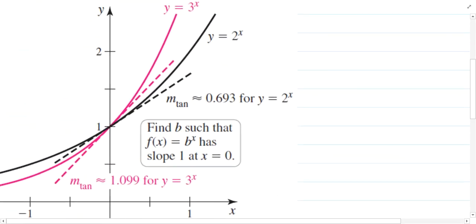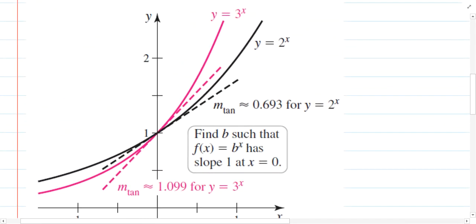The red graph is our equation y equals 3 to the x power. This is our g of x function. And the black graph is our f of x function. And so the red function is a little bit more steep than the black function.